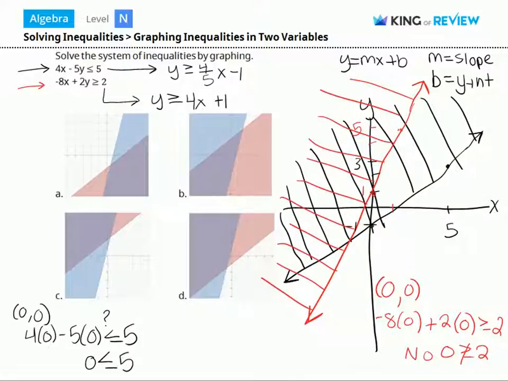The area where the shaded regions of the two inequalities overlap is the solution. So letter D is correct.